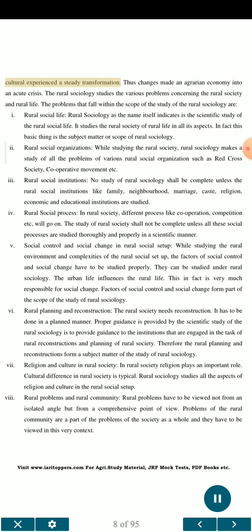Every aspect of village life, social, economic, political and cultural, experienced a steady transformation. Thus changes made an agrarian economy go into an acute crisis. The rural sociology studies the various problems concerning the rural society and rural life. The problems that fall within the scope of the study of rural sociology are: 1.